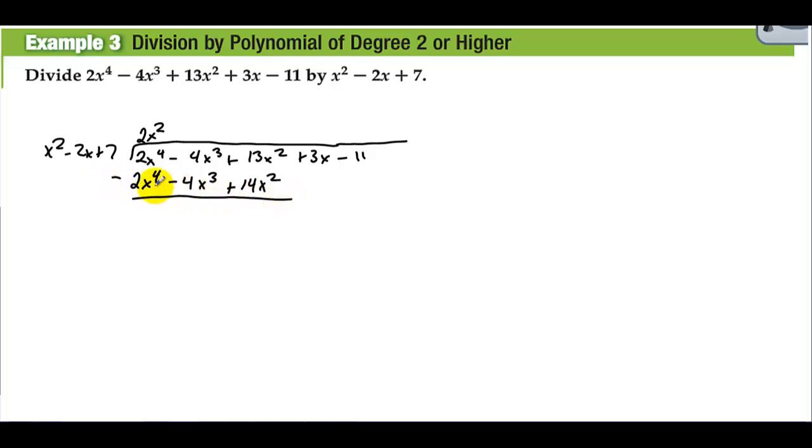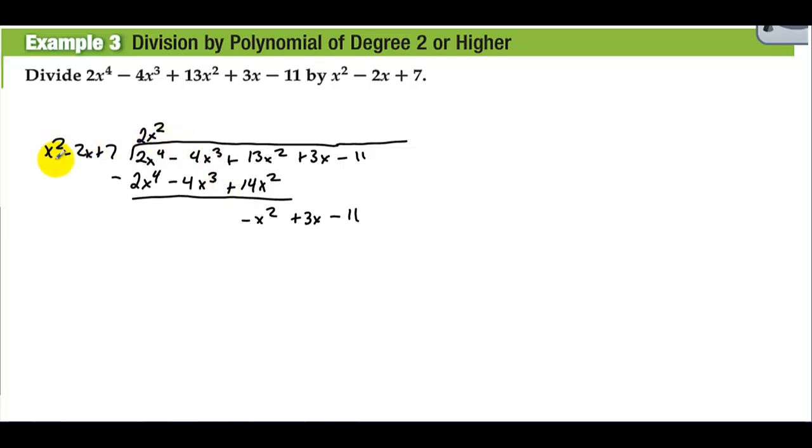In long division, we always subtract. We get 0 here. We get 0 on this one also. 13 minus 14, that's negative x squared. And then we bring down the next two because we're matching three terms up.